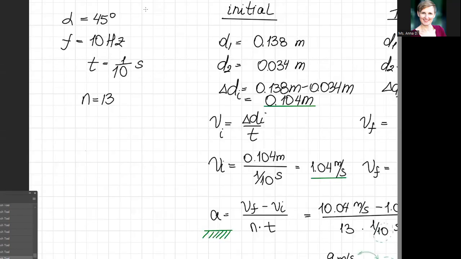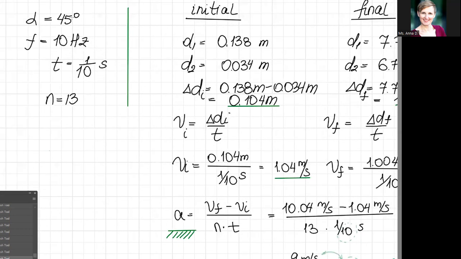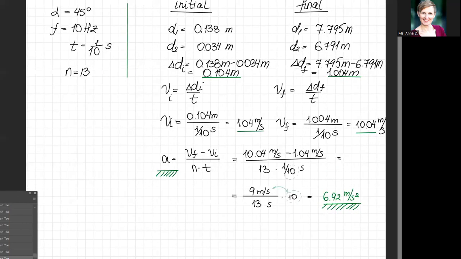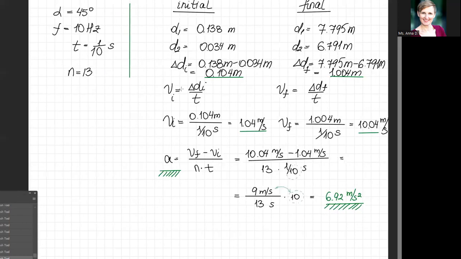Using the ticker timer that operates at 10 Hertz. Then you can repeat the same using a different angle and see what acceleration you get. Or you can use the same angle, but use a different frequency for the ticker timer and see if you can have the same result. Or you can put in your own question.